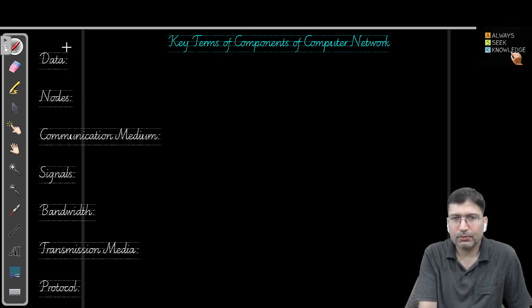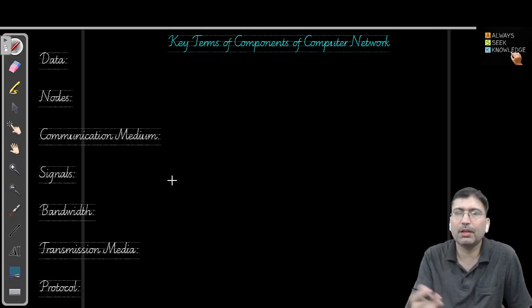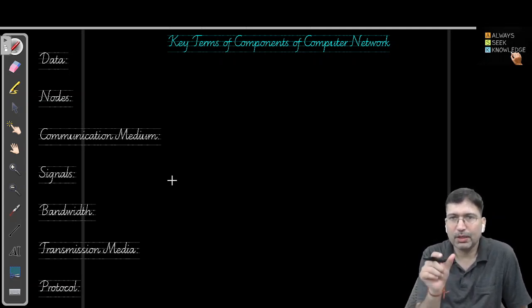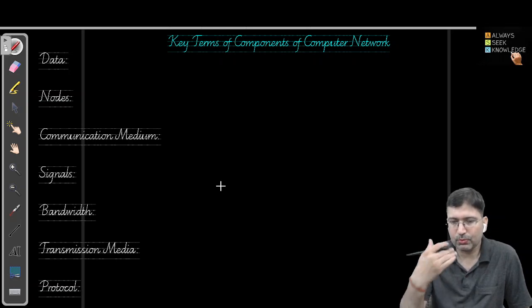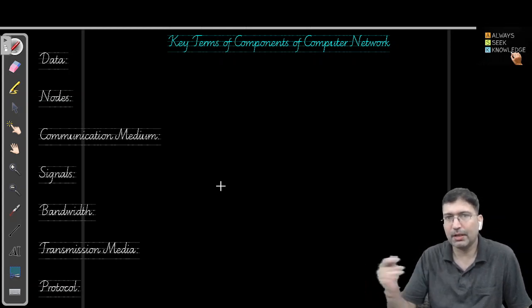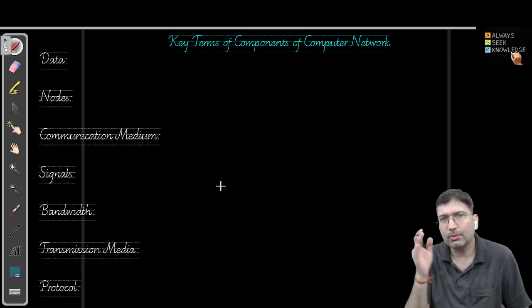So before forwarding, the data will be converted from native form to signal. So the bits to signal conversion will be there, and for that we need some devices like a modem which can do that. So the modem will convert the bits to signals, and at the receiver end it will convert signals to bits again.